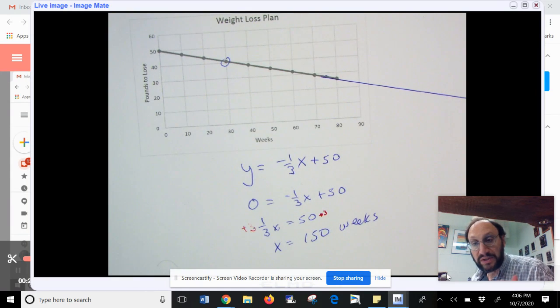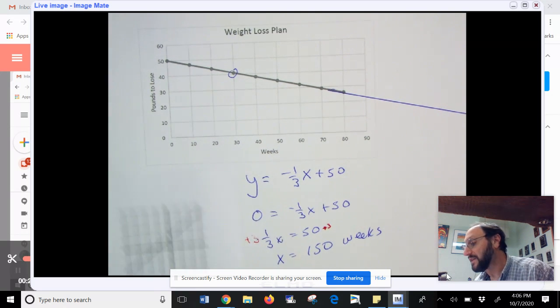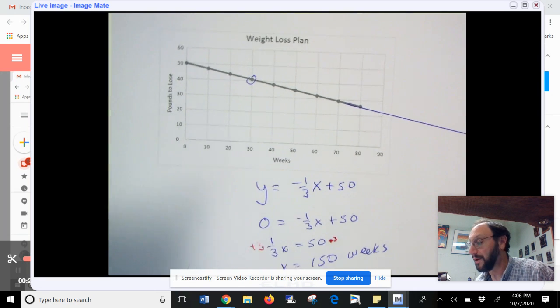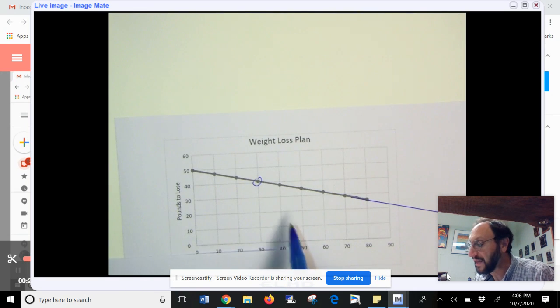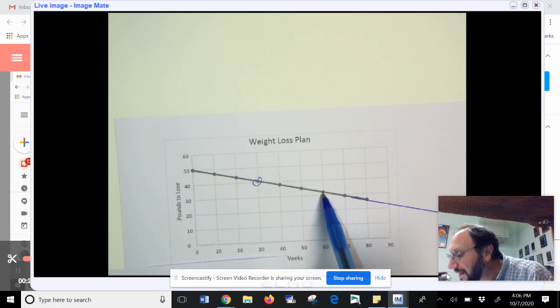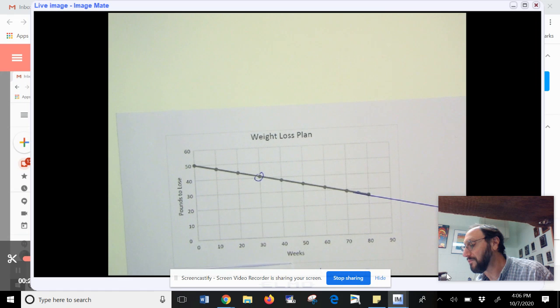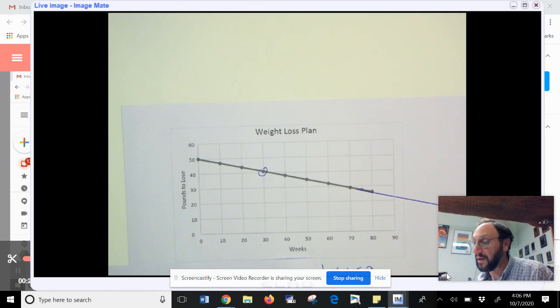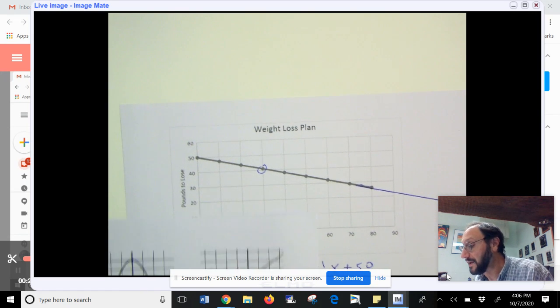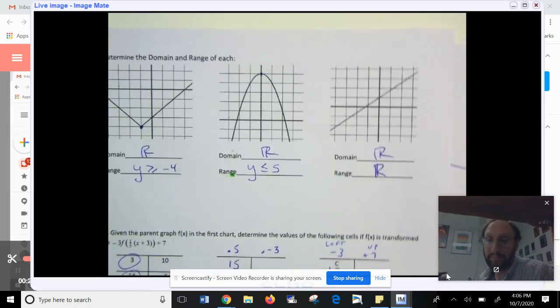So that's almost 3 years to be able to lose 50 pounds so that it stays off instead of bouncing back and forth. There might be other ways of doing that one. And since it's not exactly sure where those points are, because it's not really at 10 pounds every 30 weeks, you might have a different answer for that problem. Okay, well.